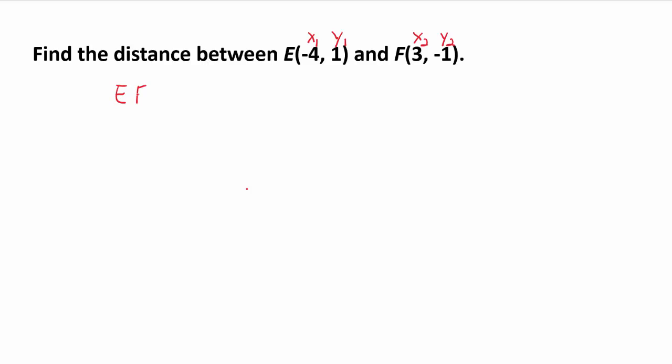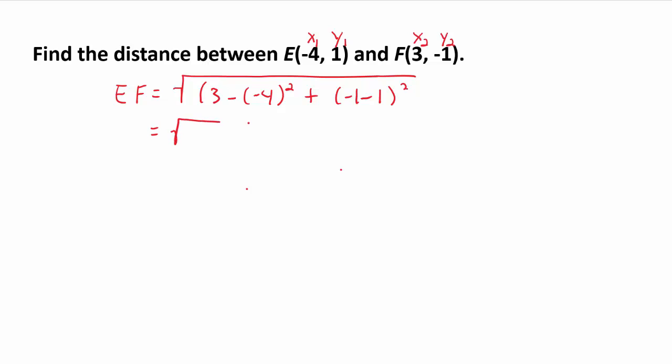So EF is going to be equal to the square root of x2 minus x1, which is 3 minus a -4 squared plus -1 minus 1 squared. If we just do the math, this would be 3 minus a -4 is 7 squared plus -1 minus 1 is going to be -2 squared.